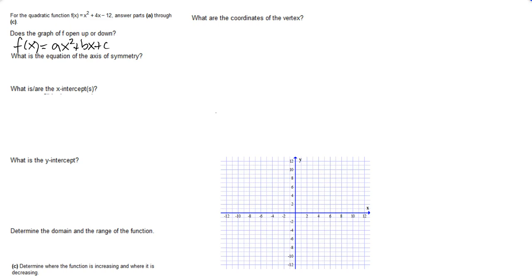If you want to know whether a quadratic will open up, meaning that the parabola is shaped like this, or opens down, meaning like this, you're going to look at the value of a. So the value of a for our function is 1. Whenever a is positive, the graph will open up, and whenever a is negative, the graph will open down. So because a, the coefficient of the x squared term, is positive, our graph will open up.